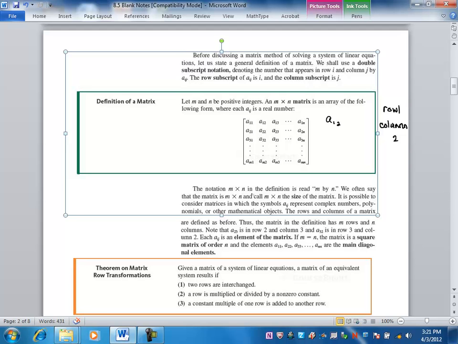You'll notice here that our rows go across, our columns go up and down. You'll notice here that a sub 1,2 is row 1, column 2. The notation m × n is, by definition, read m by n. We say that the matrix is m by n and call m by n the size of the matrix. It is possible to consider matrices in which the symbols a sub ij represent complex numbers, polynomials, or other mathematical objects. The rows and columns of the matrix are defined as before.